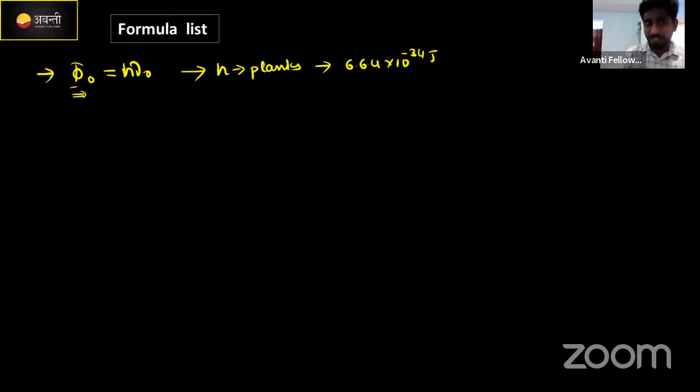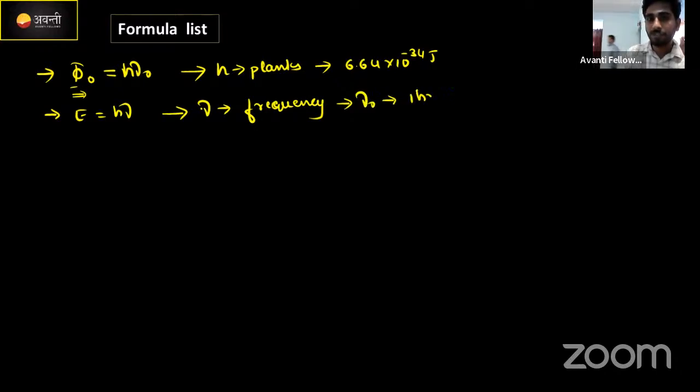Based on this work function, we need to supply energy. The actual energy we supply is E is equal to h nu. Here h is Planck's constant, and nu means the frequency of light which you introduce on the metal surface. In the first formula we wrote nu naught, which is the threshold frequency. Clear enough? First thing.